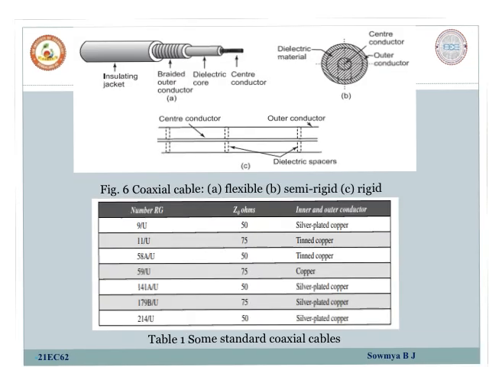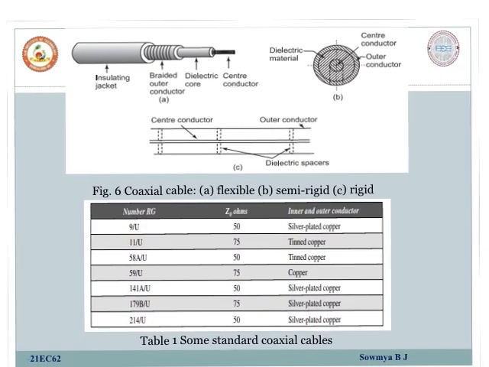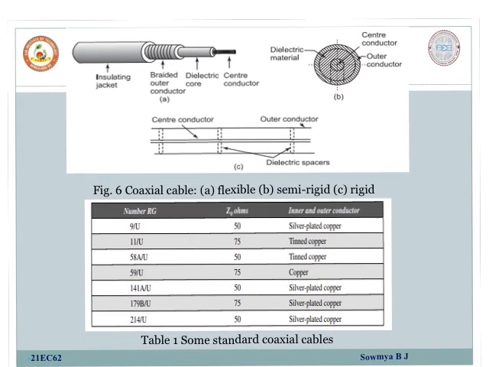These are the three coaxial cables: flexible, semi-rigid and rigid. This is the flexible one, this is the semi-rigid one, and this is the rigid one. As we can see, this is the center conductor and this is the outer conductor, and this dotted line represents the dielectric spaces. And coming to this case here, this is the center conductor and this is the braided outer conductor, this is the dielectric core and this is the insulating jacket.